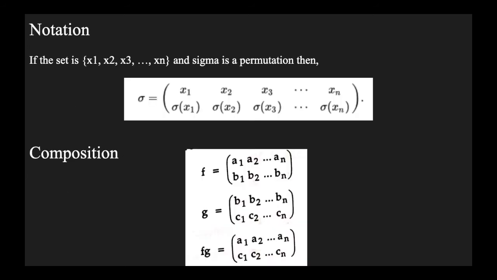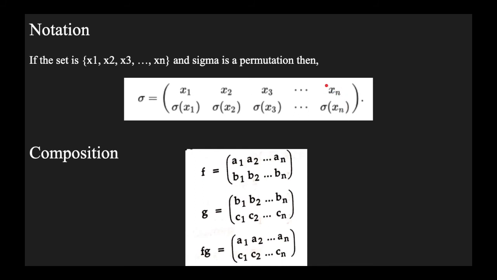Next, see the notation. If there is a set x1, x2 up to xn and sigma is a permutation, then it can be represented like this. Sigma is written with x1, x2, x3 and so on up to xn on top, and the entries below are sigma of x1, sigma of x2, sigma of x3 and so on, since sigma is the function.